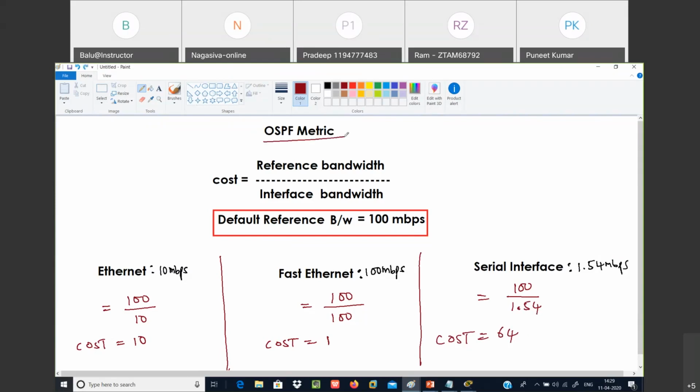Now we clearly know: Ethernet cost is 10, fast Ethernet cost is 1, and serial interface cost is 64.